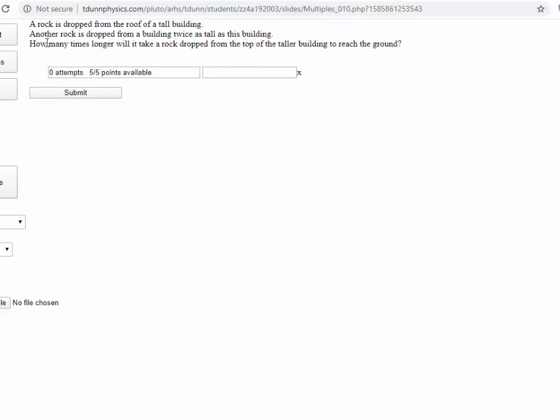Page 10 is another nonlinear problem. A rock is dropped from the roof of a tall building. Another rock is dropped from a building twice as tall as this building. How many times longer will it take the rock dropped from the top of the taller building to reach the ground? Now, I know from previous years, most people's first guess would say the building is twice as tall, it's going to take twice as much time. Let's see if that's true.